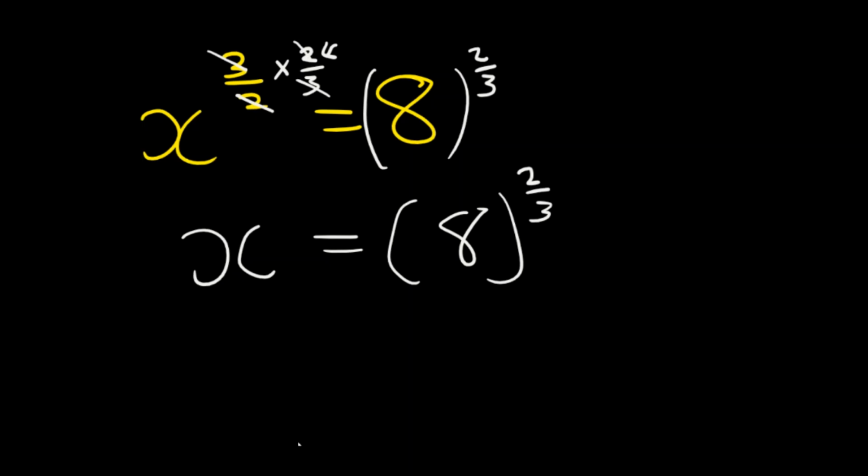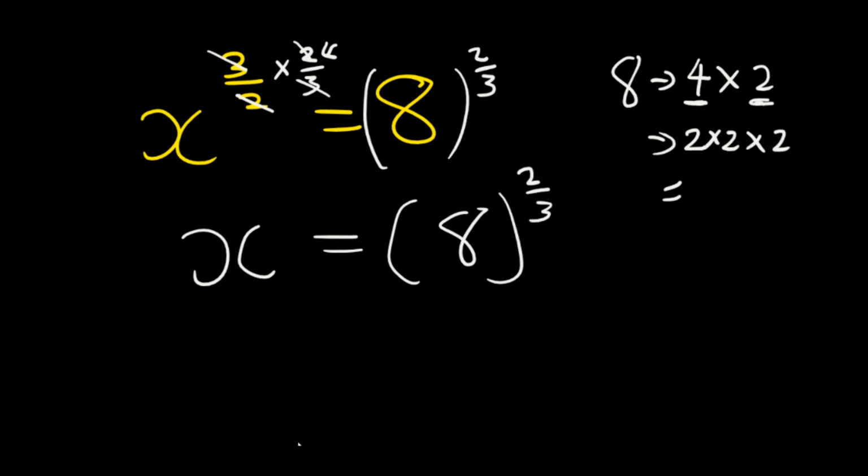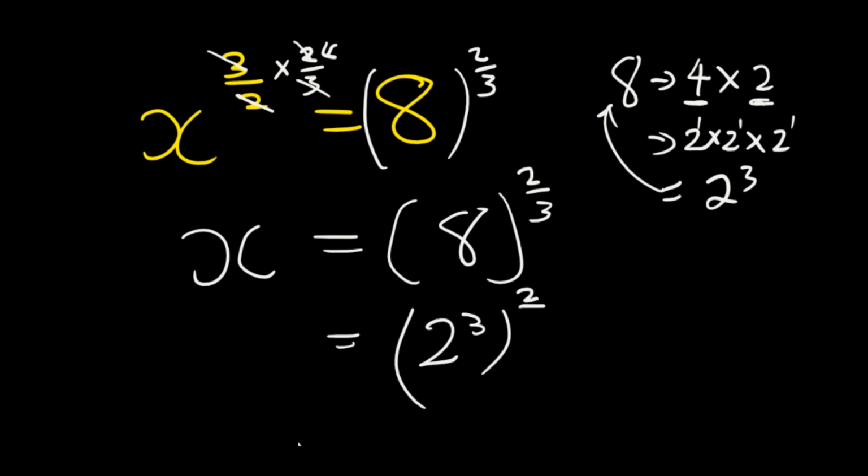So we need to simplify the 8. We know 8 is equal to 4 times 2, which can be broken down. So 4 can be 2 times 2, and then times 2. So you are having 2 bases, which have an exponent of 1, so it's going to be 2 to the power of 3. So now we know 8 is actually 2 to the power of 3. I'm going to put that 2 to the power of 3, all to the power of 2 over 3.